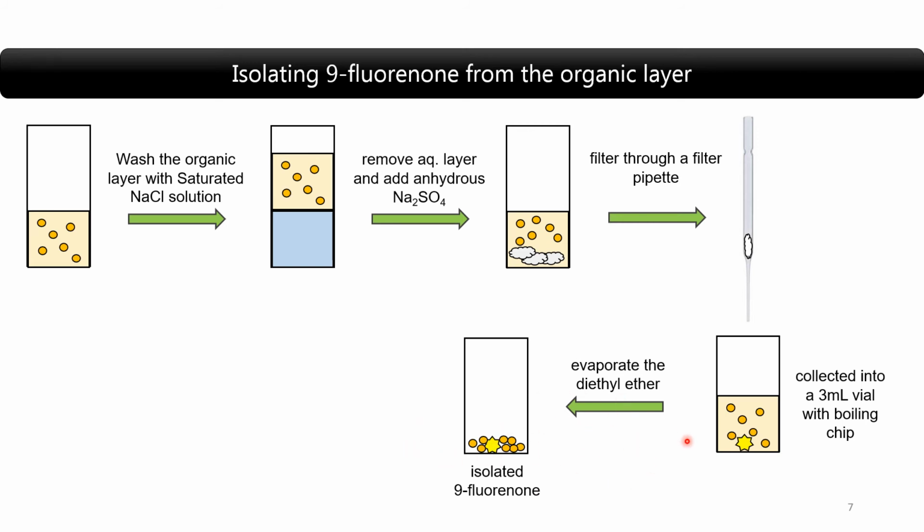So probably when all of the diethyl ether has evaporated, there'll be a little bit of liquid left, which is soluble 9-fluorenone. And once we remove it from the heat, it's quickly going to solidify, and we will be able to isolate 9-fluorenone.